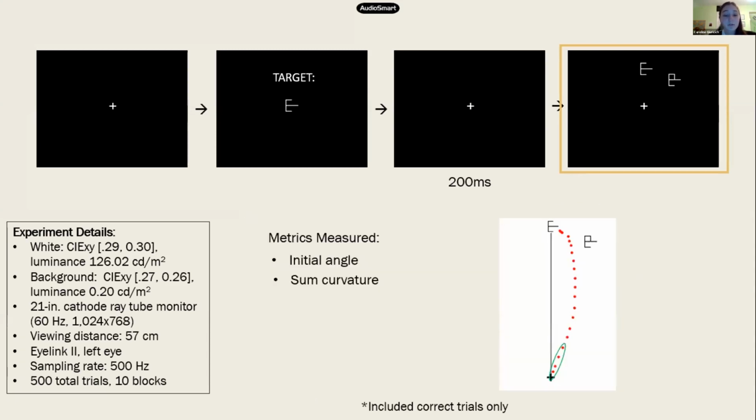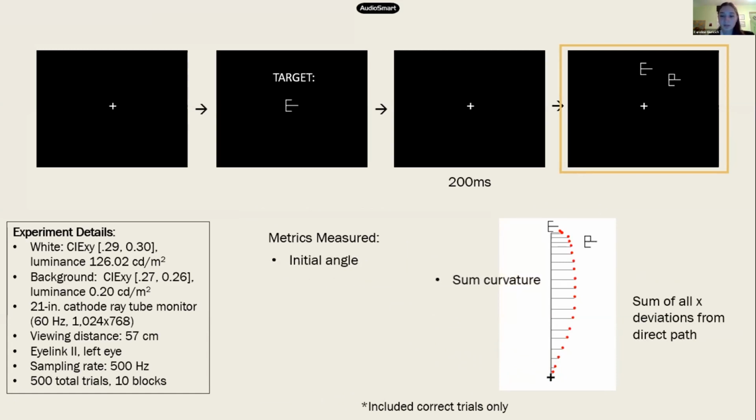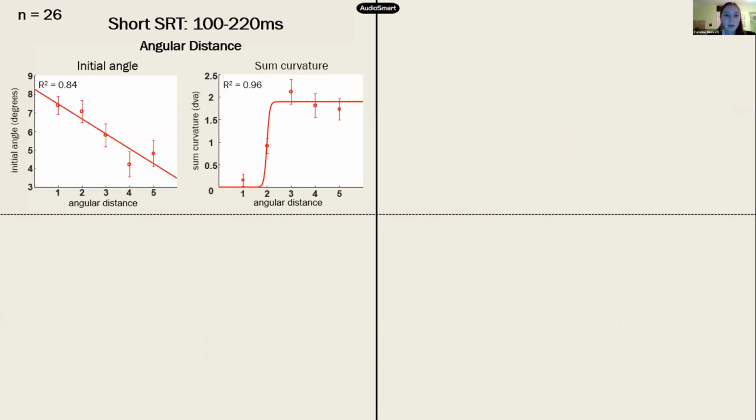We used a variety of metrics to measure the saccade trajectory, such as initial angle, which is taking the 20% point along the length of the saccade, and the angle between that and the direct path. And then the sum curvature, which is taking all the deviations away from the direct path and adding them all up. We split our results by saccade reaction time due to the differences in curvature we saw earlier.